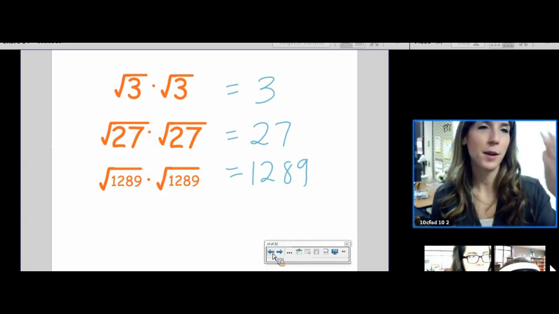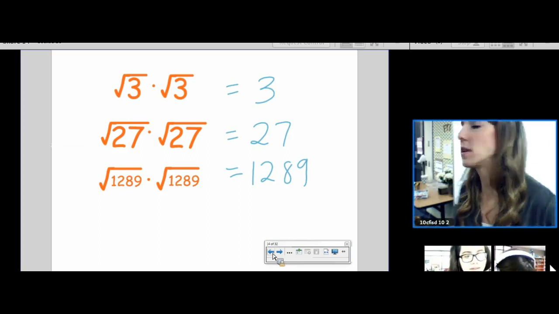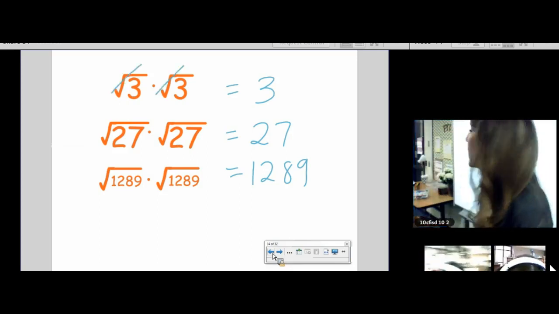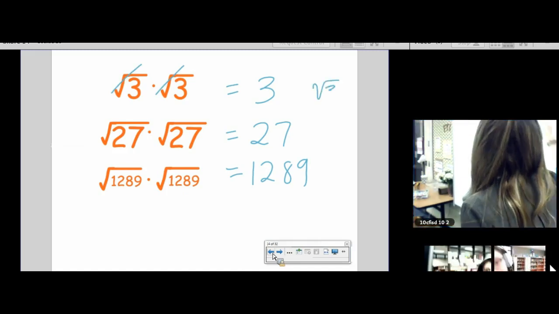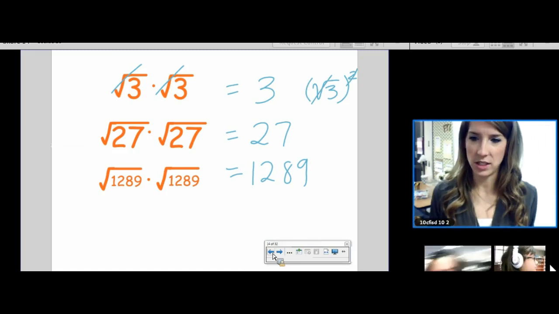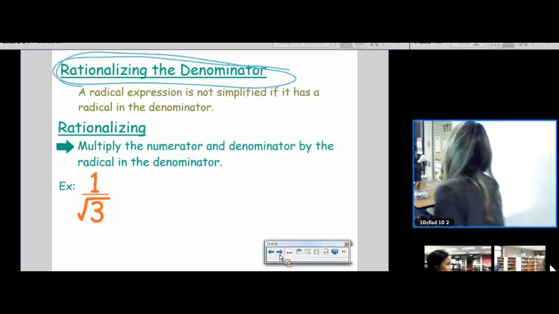You don't need to write square root of 3 times square root of 3 is square root of 9 and then take the square root of 9. You don't need to do the middle step. The square roots simply cancel and you get 3. It's like saying square root of 3 squared. The square and the square root cancel, and that's why you're left with just 3.